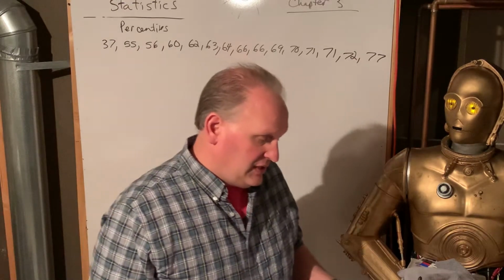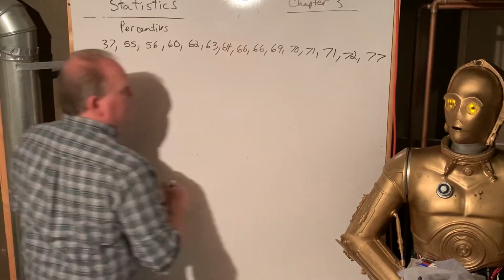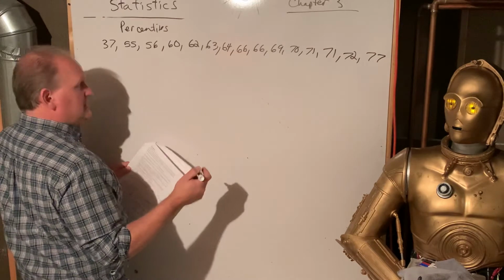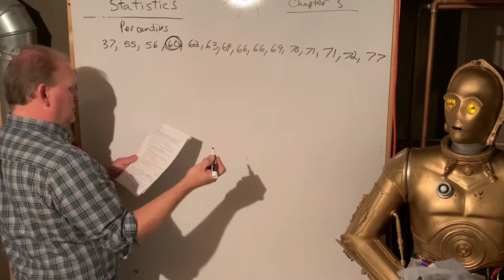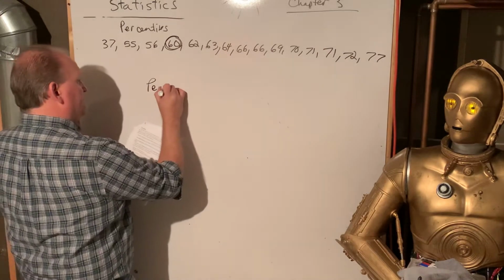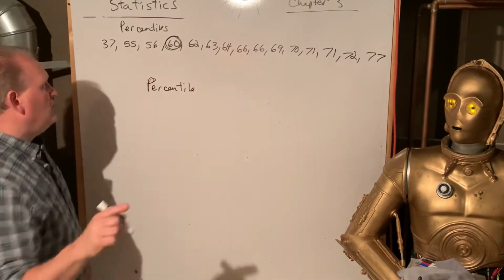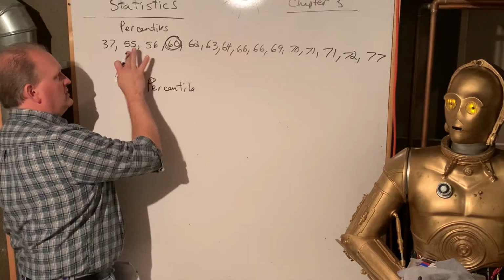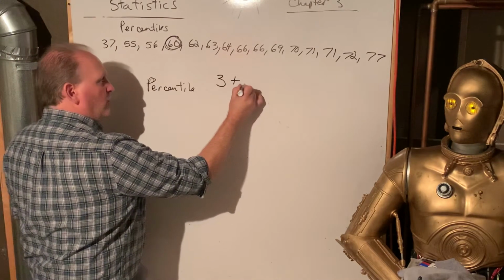So there's 15 heights here, 15 heights. And if you were 60 inches, let's circle that, you would be right here. And so for percentile, all you do is you count how many people you're ahead of. How many people did you beat? 1, 2, 3. So you beat 3. You always add 0.5 to it.